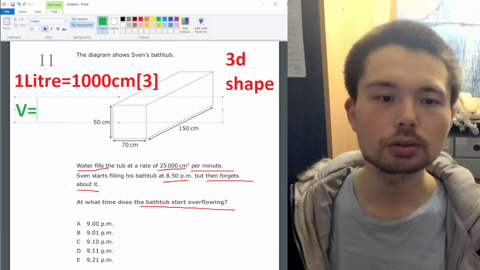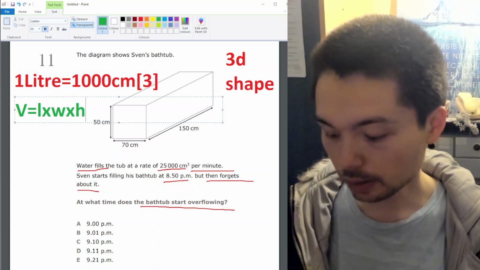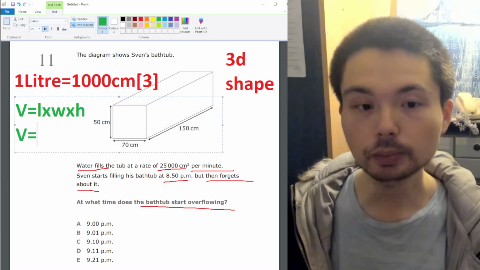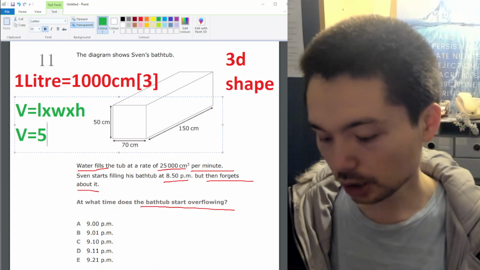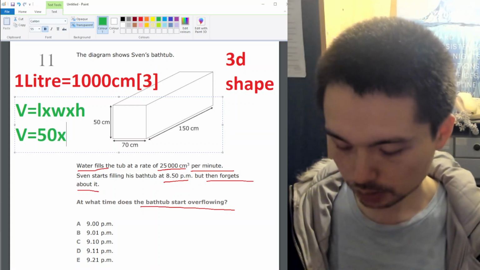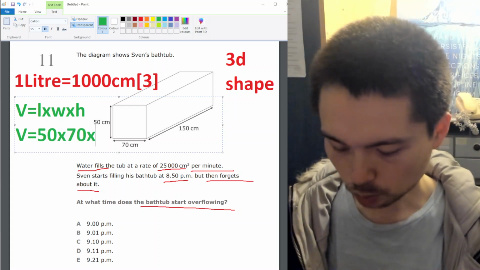Volume means length, width, height. Do it, man. Just do it. Here. Multiply all these gigantic numbers. 50 times 70 times 150.